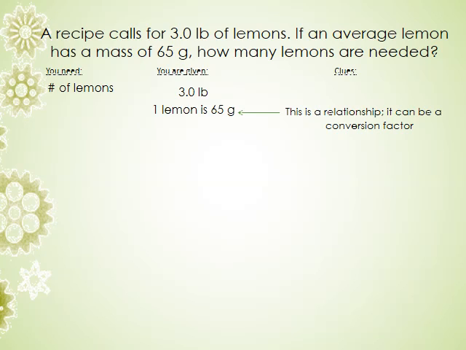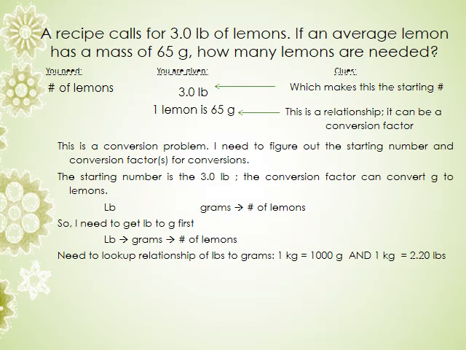Note that when they're relating the lemon and the grams, that's a relationship. That can be my conversion factor. And once again, we said that the things that are the conversion factor are usually what we don't want to start with. That leaves 3 pounds as my starting number. So I need to figure out the starting number and the conversion factor, which we've done. The starting number is the 3 pounds. The conversion factor can convert grams to lemons.